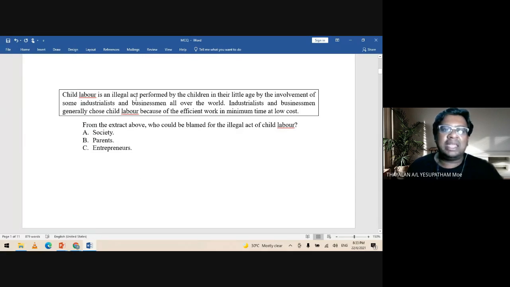Child labor is an illegal act performed by the children in their little age by the involvement of some industrialists and businessmen all over the world.